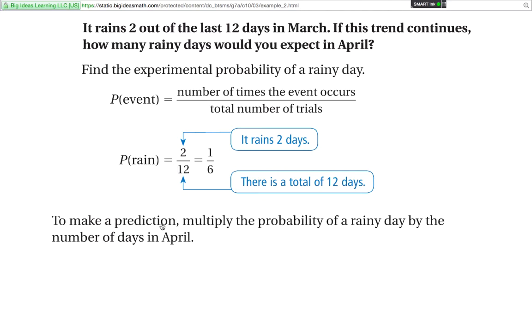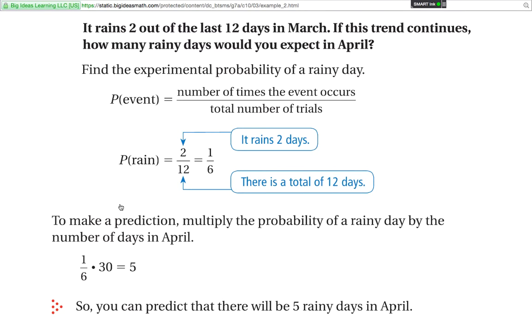Multiply the probability of rainy days by the number of days in April, which we said is 30. So it'd be 5 rainy days. You can also use similar ratios. If you know that it's 2/12, or in other words 1/6, we can set that equal to 30 days. 6 changes to 30 by multiplying by 5, so multiply this by 5, because we should expect a total of 5 rainy days if that trend continues.